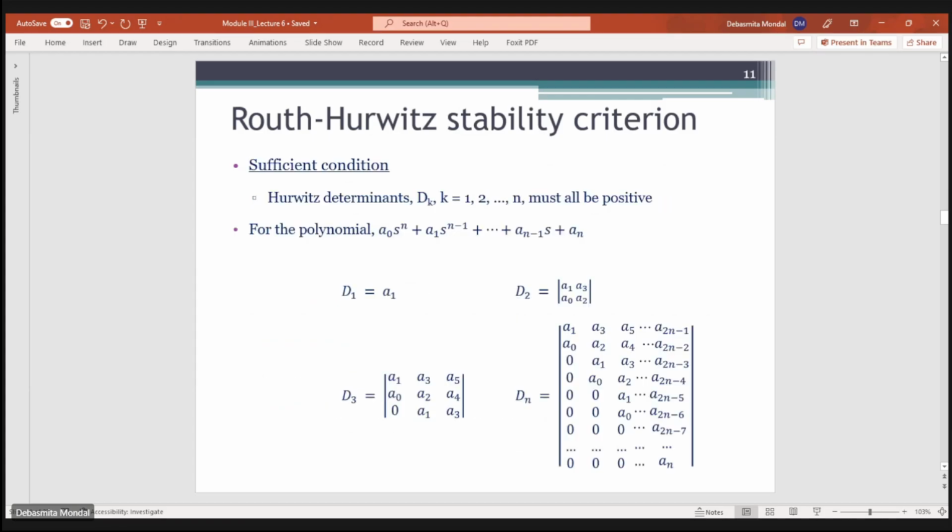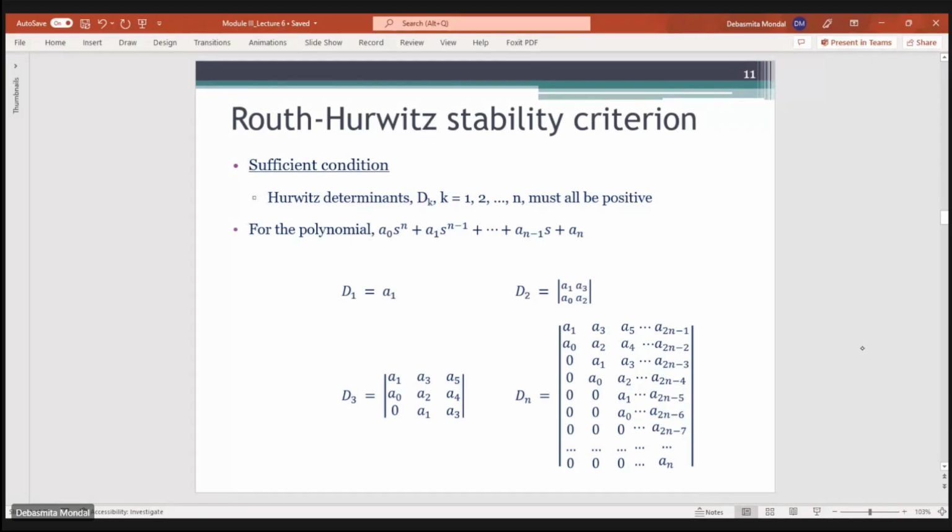Before moving into the sufficient condition, suppose you have been given a polynomial which looks like this: a0 s to the power n plus a1 s to the power n minus 1 plus, and so on, till an minus 1 into s plus an. Now the necessary condition is that all these values, a0, a1 till an, should be positive, or they should all be of the same sign. If they are negative, then all of a0, a1 till an should be negative. If that condition is satisfied, then the necessary condition holds.